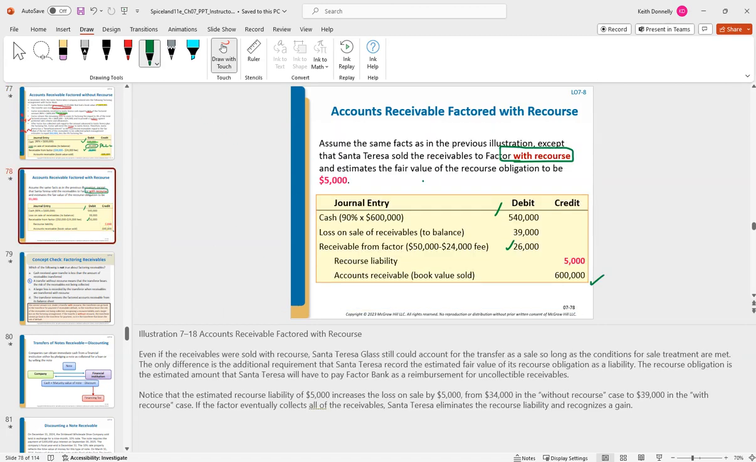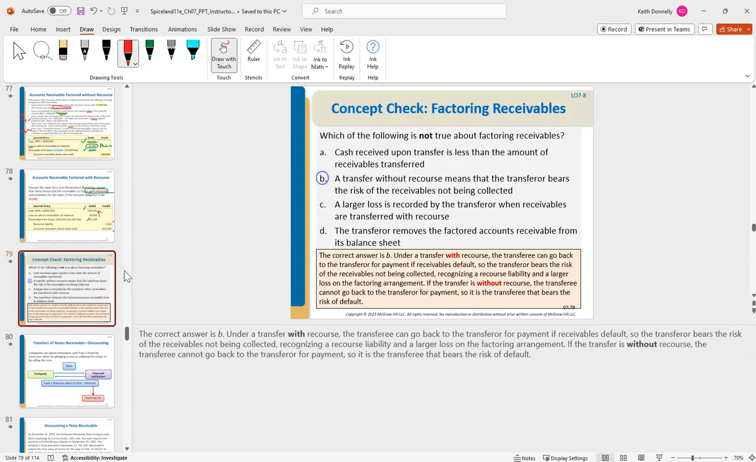The difference here is when it's with recourse, we're potentially on the hook. So we're going to have to accrue a liability here. The facts estimate it to be $5,000. So we will increase the credits, the right side of the journal entry, by 5, and that's going to pump up our loss by 5. It was 34, now it's 39, okay?